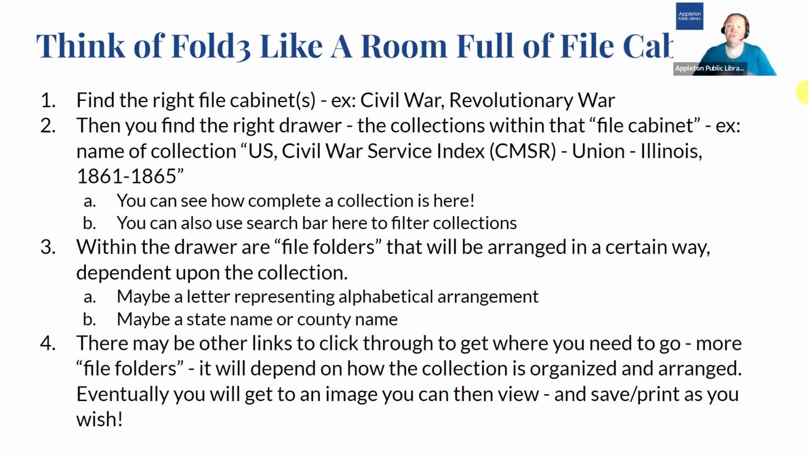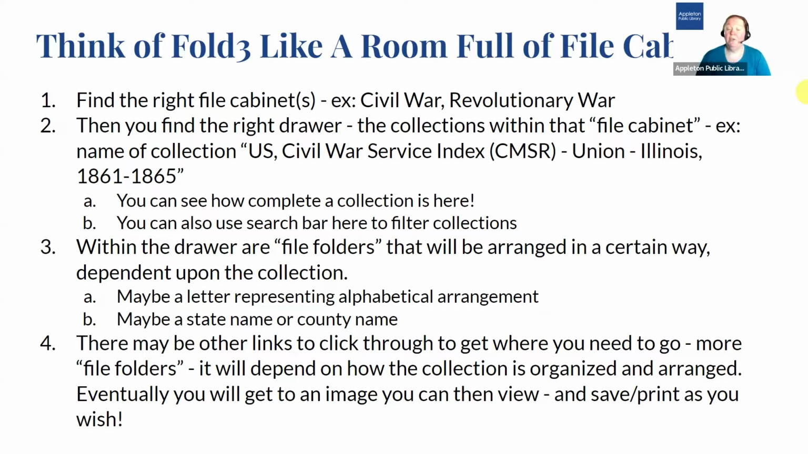Now that I've found the right drawer or the right collection in Fold3, there's going to be more file folders or more things that I have to click through in order to get to where the stuff is on my ancestor. And this stuff is going to be arranged in a certain way depending on what the collection is and how the collection's arranged and organized. So for example, this Civil War Service Index collection is alphabetical. So they have a letter for each surname and what that letter starts with. So if I'm looking for Amos Hamilton, I know I want to click on H first to get to Hamilton.